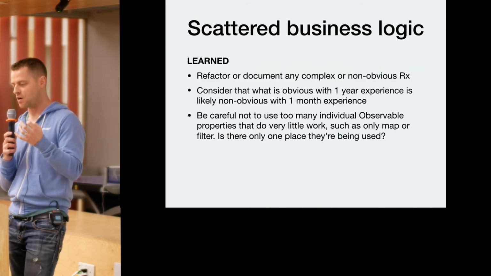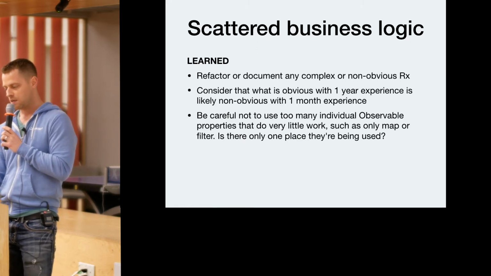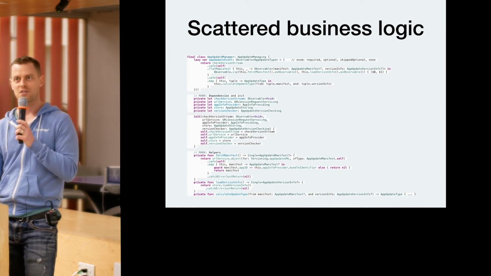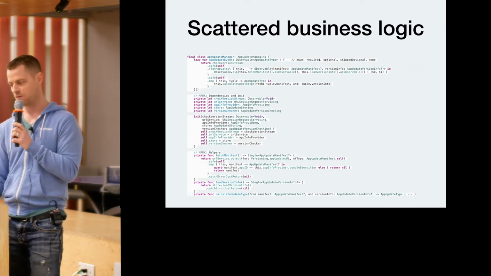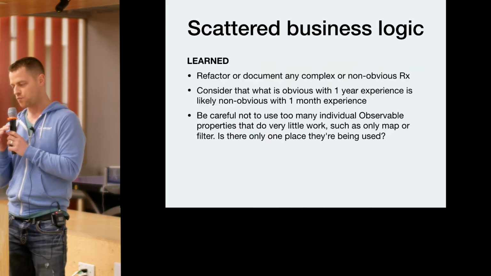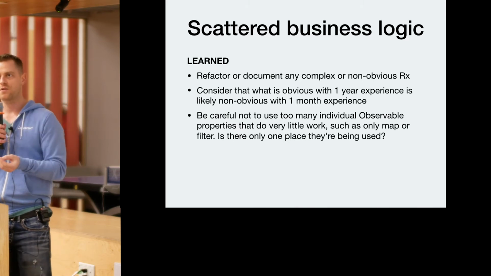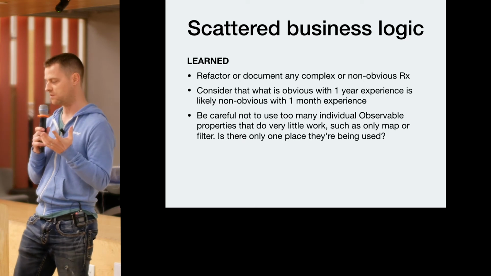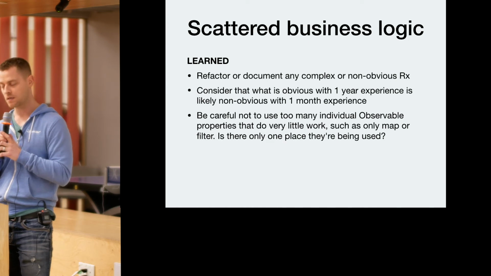Just refactor or document any complex or non-obvious Rx. I've got MARK statements, but there's no documentation here. That's our app. It's like, you better know what zip and flatMapLatest do. Otherwise, you don't know what this does or how it does it. Be cognizant that what's obvious to an experienced Rx developer could be totally opaque to a less experienced one. So over-document the hows and whys of this even working.